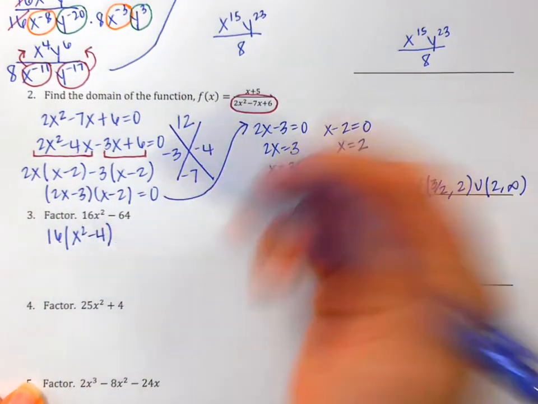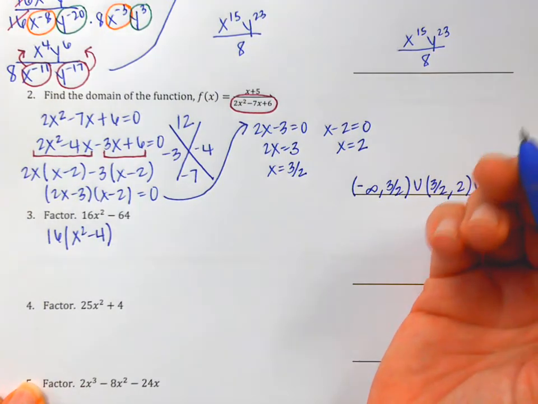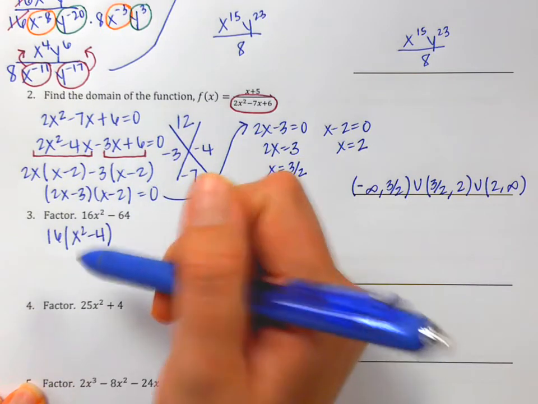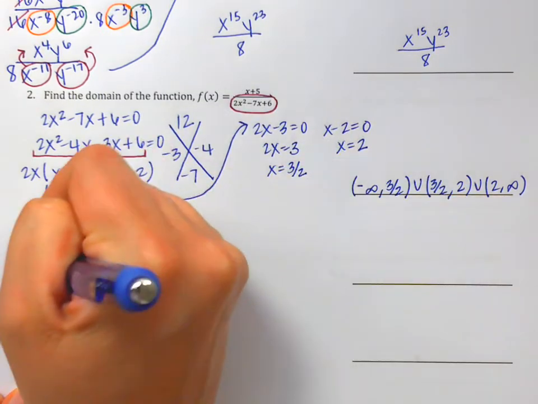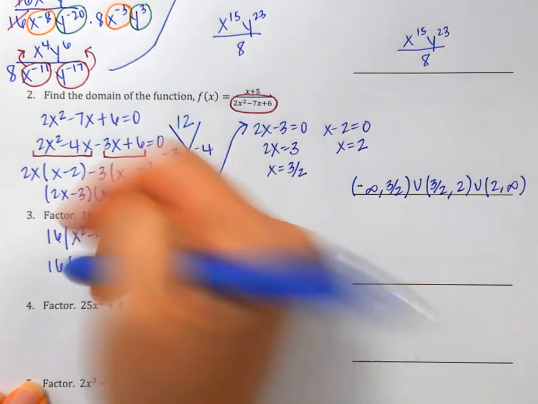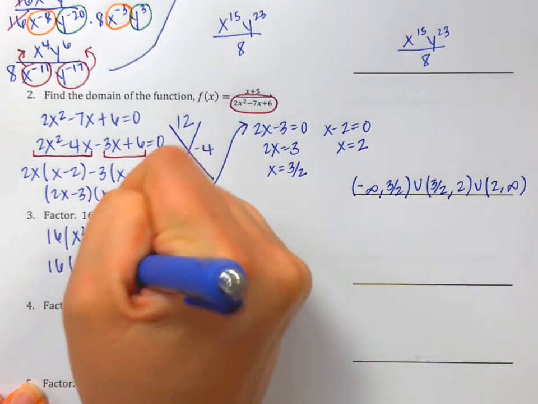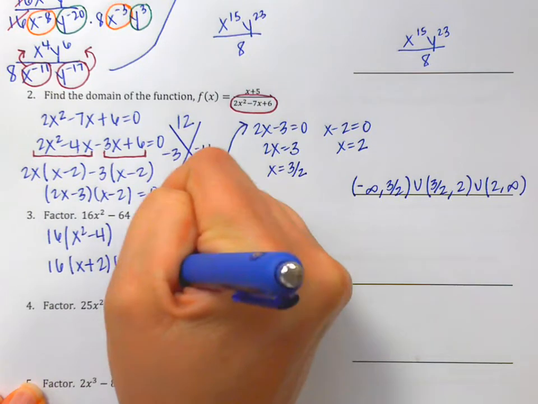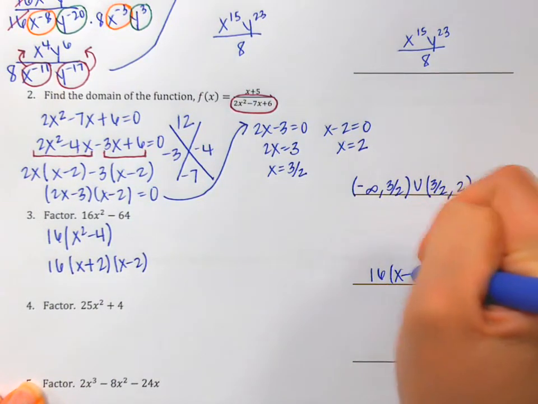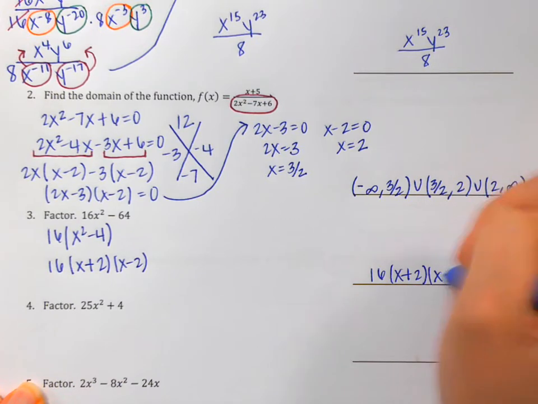And now I can factor that difference of squares. X squared and 4 are both perfect squares, and there's subtracting, with 2 terms. So the square root of x squared is x, and the square root of 4 is 2. So it's x plus 2 times x minus 2. And that is completely factored.